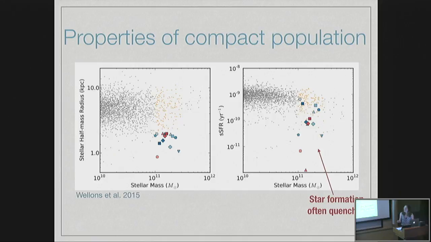So the question that I want to address is, how did these galaxies get into this quadrant of the mass radius diagram? What caused them to be compact? And I found two mechanisms that in the simulation produce compactness at redshift 2. I'm going to show you two examples that demonstrate these two mechanisms, and then I'll return to the overall population.